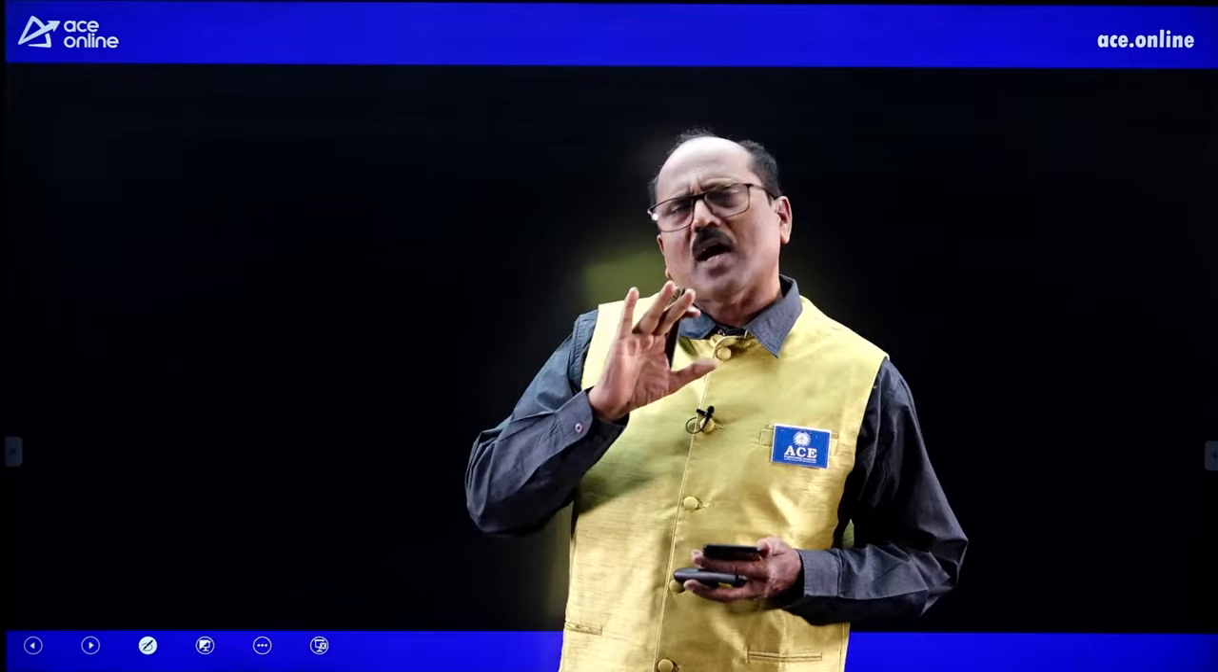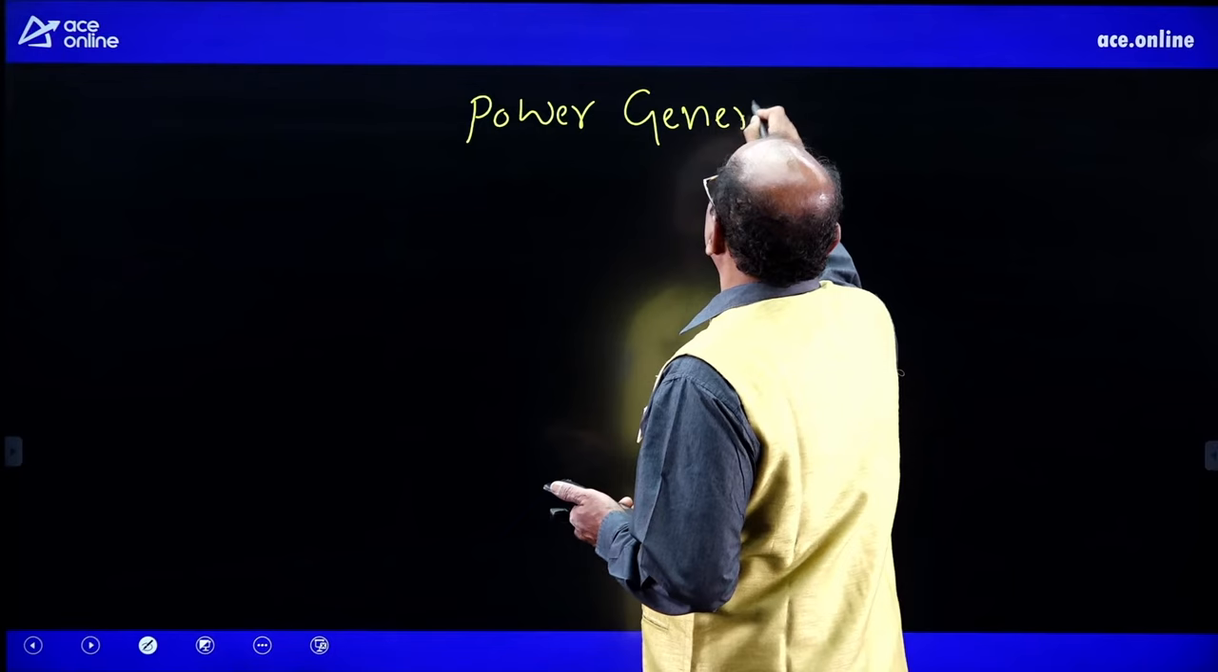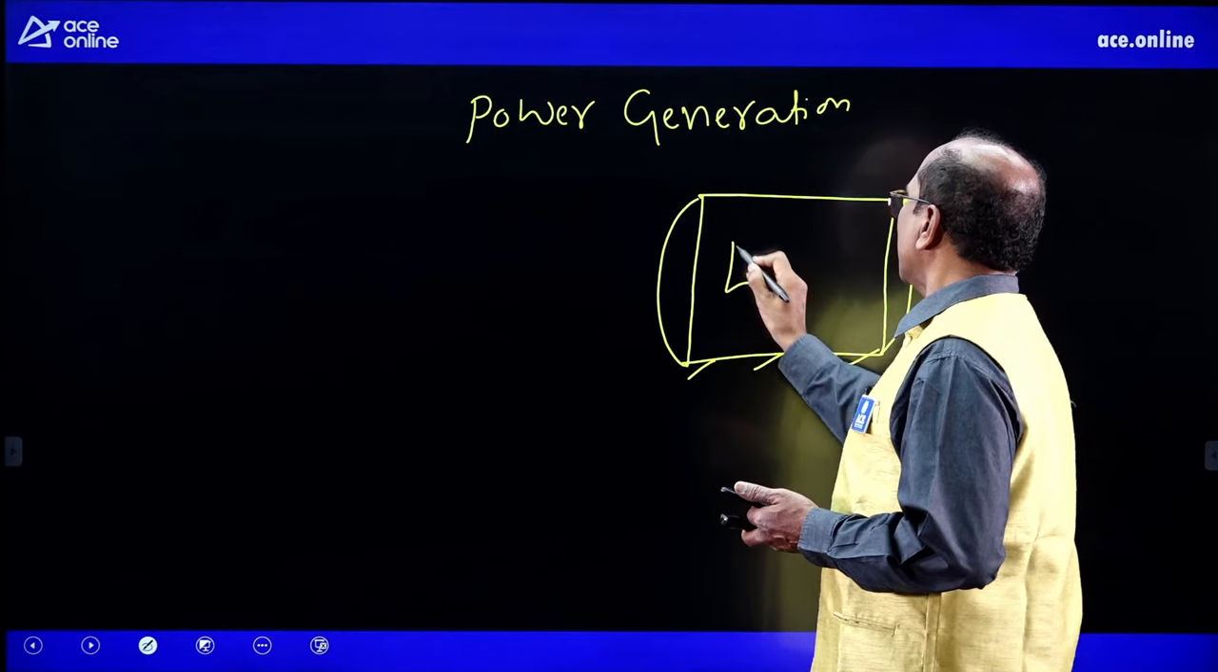We want to produce power generation. What power generation? Electricity. So this is an electrical generator. People say alternator. This is called an electric generator.